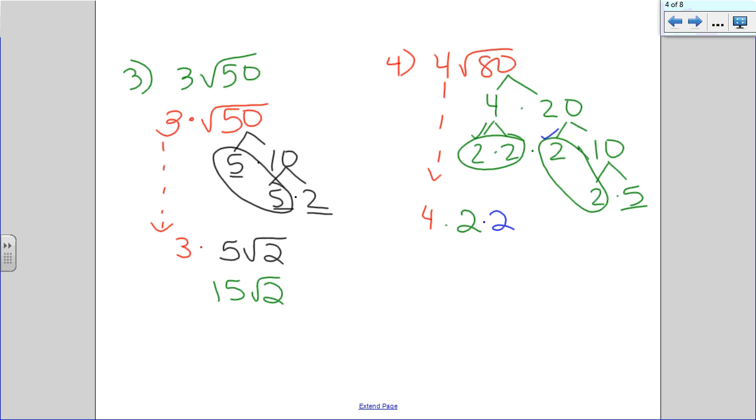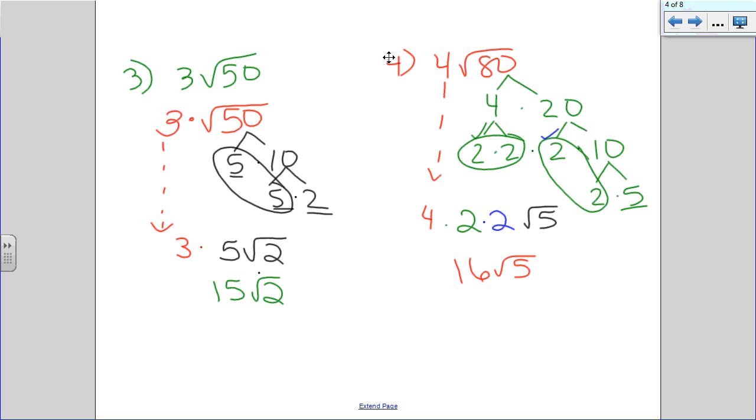And then what's underneath the radical? 5. The red 4 came down from the beginning of the problem. So 4 times 2 times 2. Oh, did I make a mistake somewhere? Oh, okay. 4 times 2 times 2. Do you have an answer for me? Yeah. What is it? 16 square root of 5. All right.